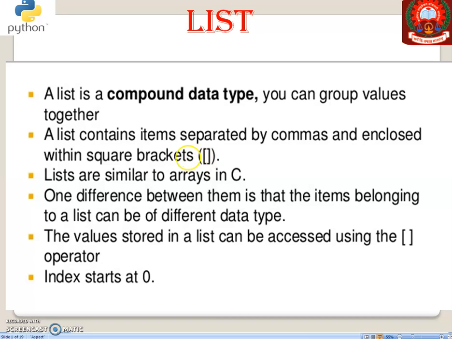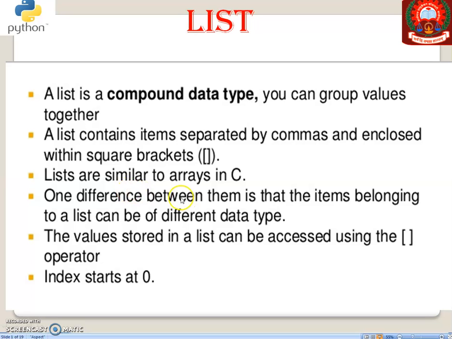Even if parentheses or curly braces are there, the square bracket plays a very important role. What you have to keep in mind is that when a list is there, the square bracket will be there. Lists are similar to arrays in C. That is the important thing.